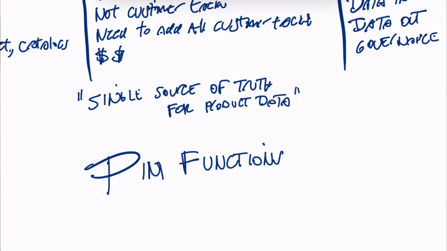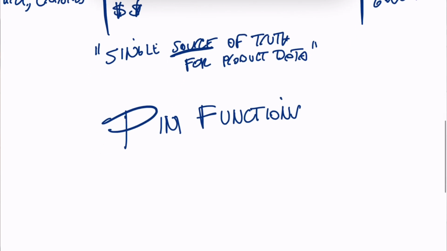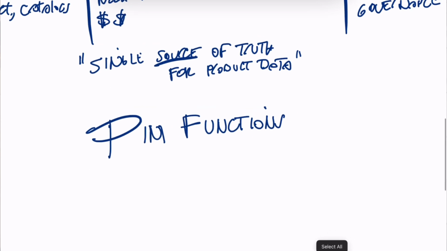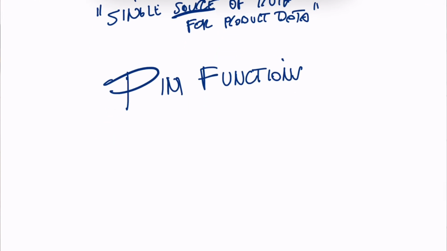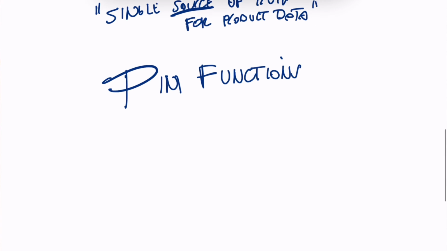Single source of truth. Source being one of the key words and truth being the other. Truth is governance, meaning the data is correct because it's been gone through rules. Source is just the place to store it. It's a centralization. It's the place to have that. So the first thing that a PIM does is it does store. It's the source of truth, right?